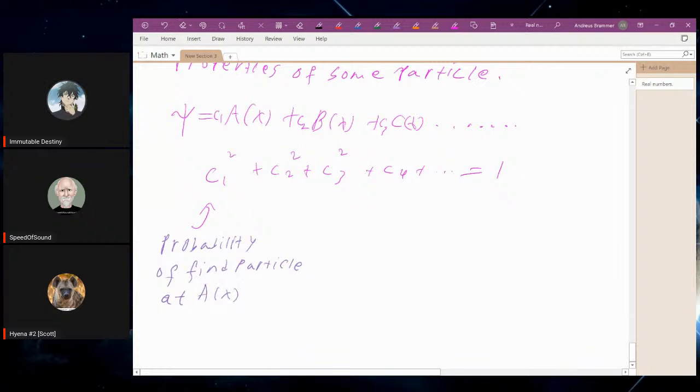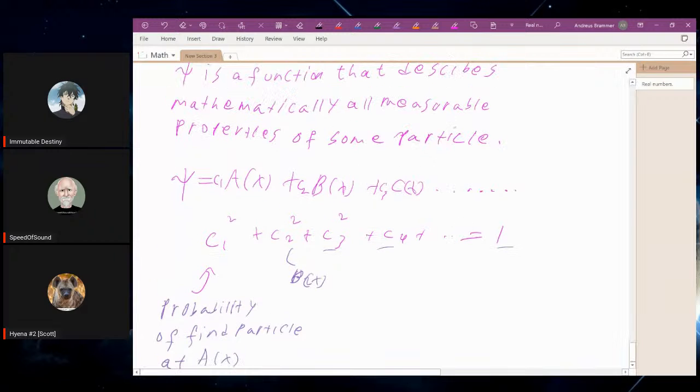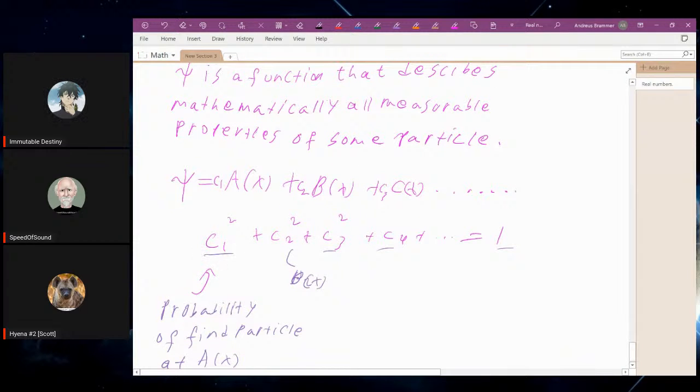At some position A of X. And likewise, this corresponds to, or rather, we called this B of X, and so on and so on. And the important takeaway here is that these constants which multiply with these functions, because you're allowed to have those for differential equations, the square of these numbers relate directly to the probability of finding a particle.